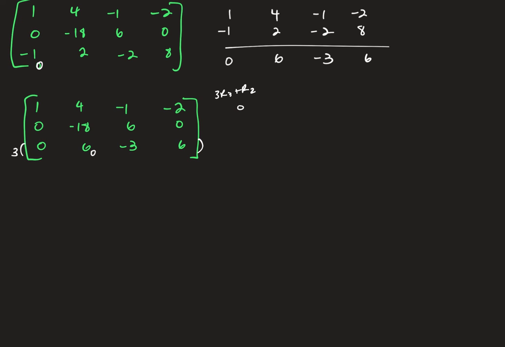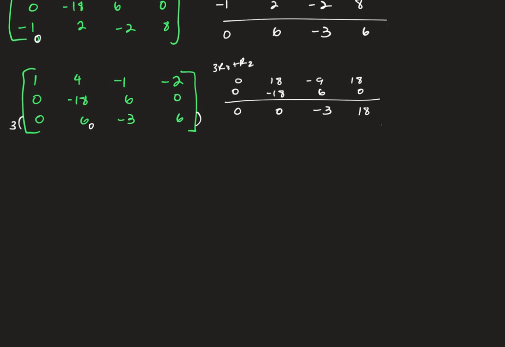So 0, 18, negative 9, 18 gets added to 0, negative 18, 6, and 0. That gives 0, 0, negative 3, 18, and that replaces row 3. Could you also do 1/2 R2? Yeah, you mean to cancel out the 6? Yeah.